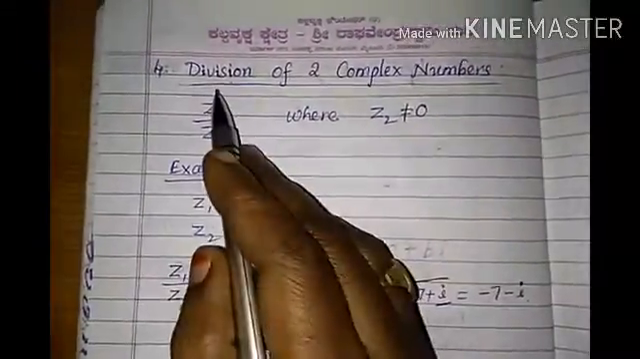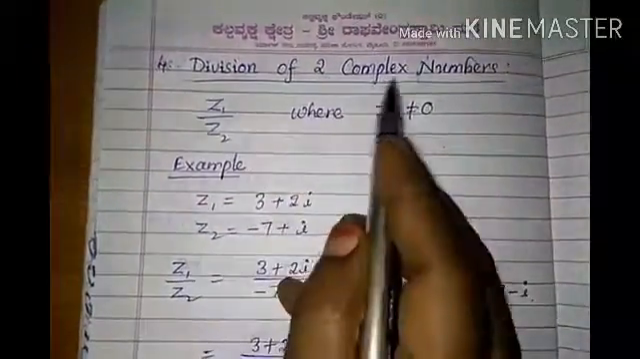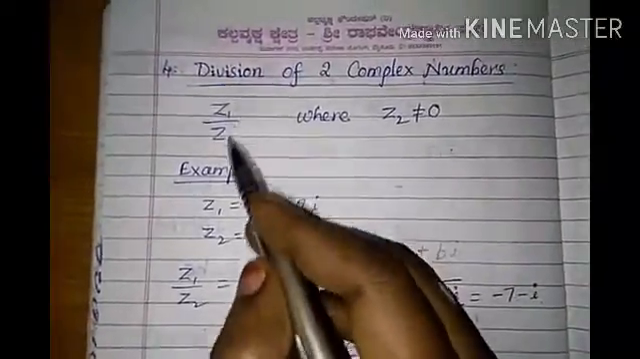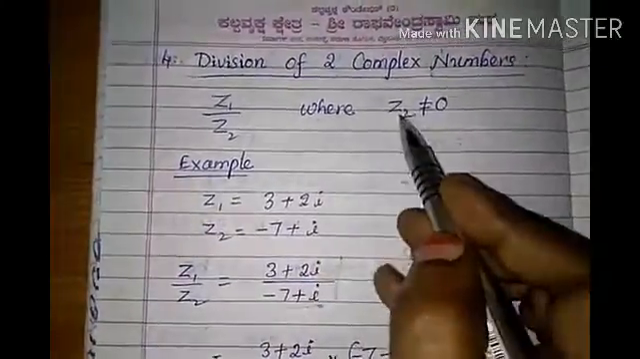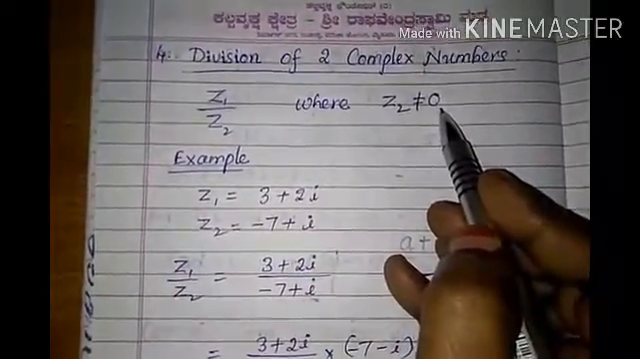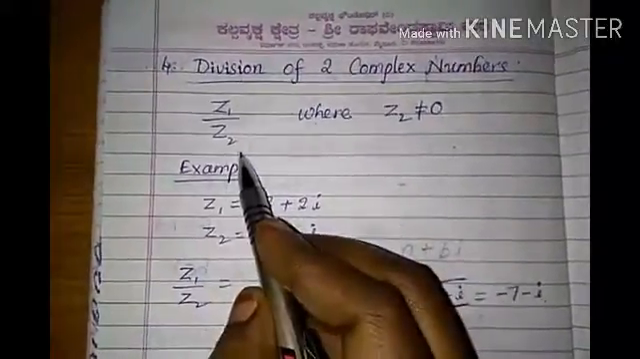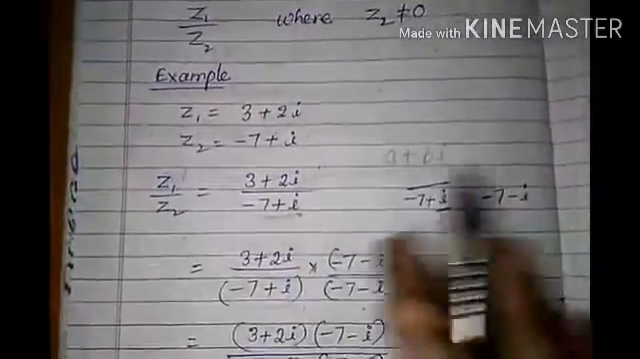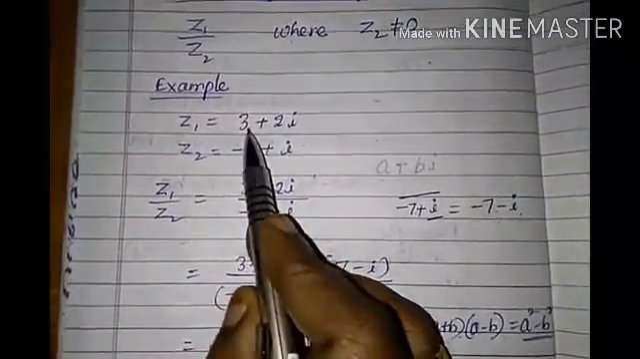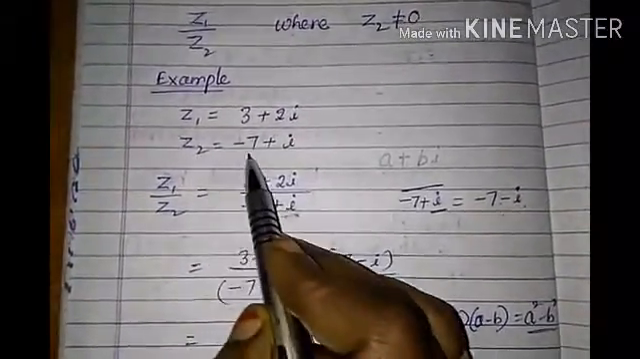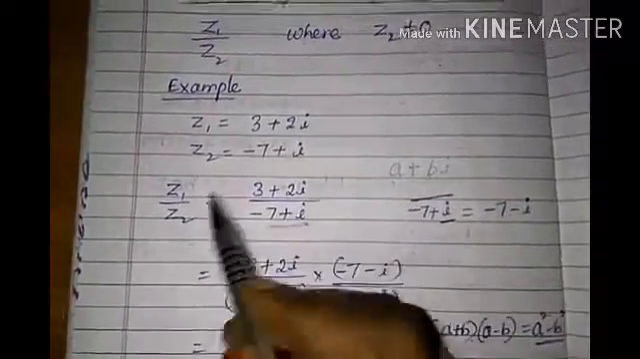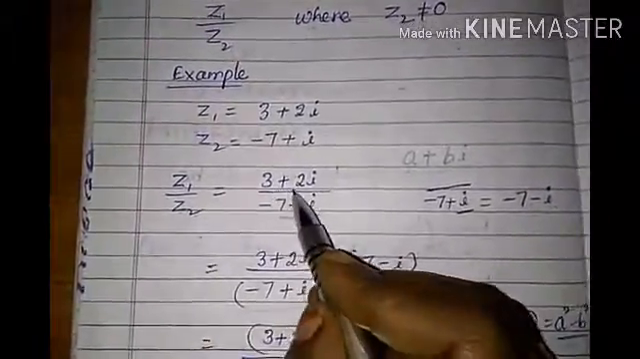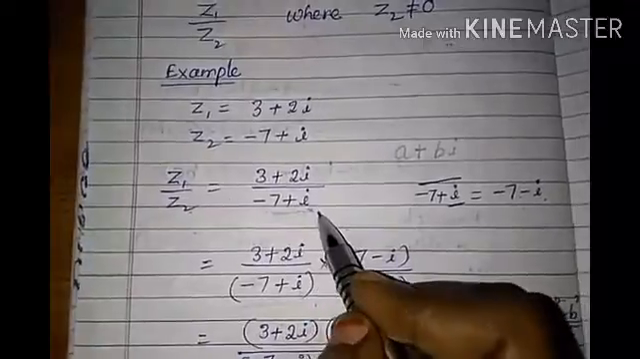Hi. Now we are going to discuss division of two complex numbers Z1 by Z2, where Z2 is not equal to 0. We will explain Z1 by Z2 by taking an example. Z1 is equal to 3 plus 2i, Z2 is equal to minus 7 plus i. Z1 by Z2 equals 3 plus 2i by minus 7 plus i.